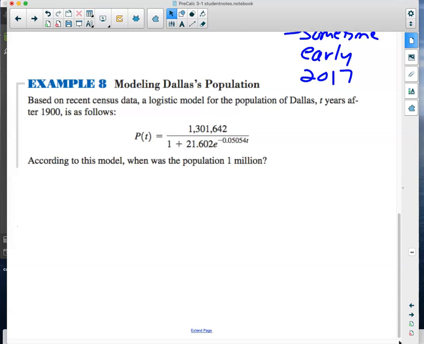Based on recent census data, a logistic model for the population of Dallas T years after 1900 is as follows. And we see this base of E again in a population model, which, like I mentioned earlier, that happens a lot. According to this model, when was the population 1 million? Well, that would go over here.